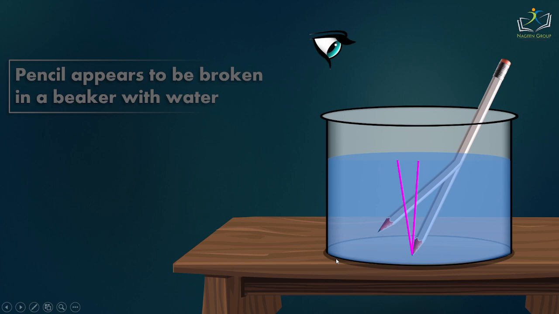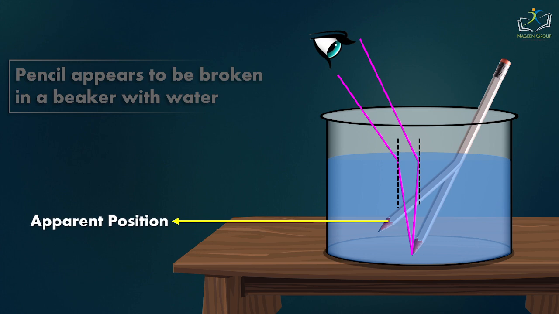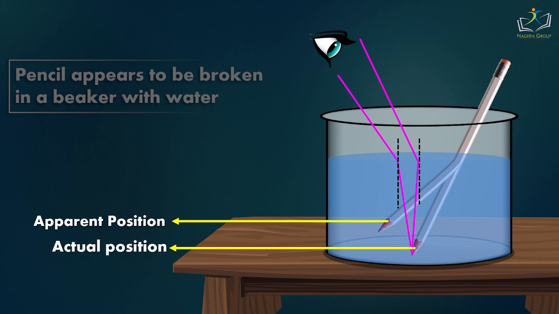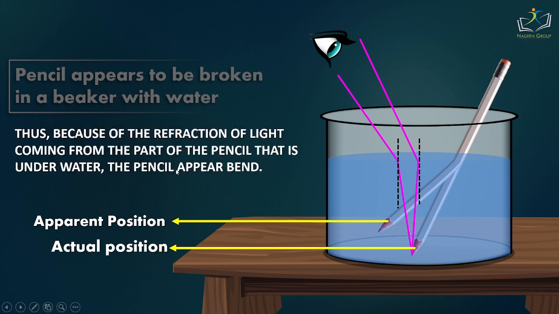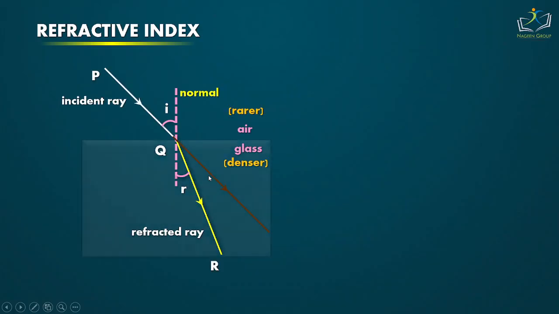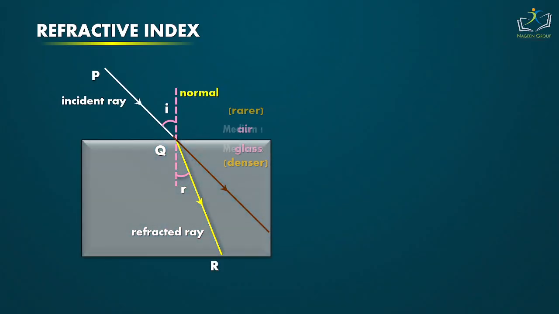So what you observe is that the angle of incidence here makes an image at another place, right? This is called the apparent position, and this is the actual position. Why? What's the reason? Because of the refraction of light coming from the part of the pencil that is underwater. The pencil appears bent.